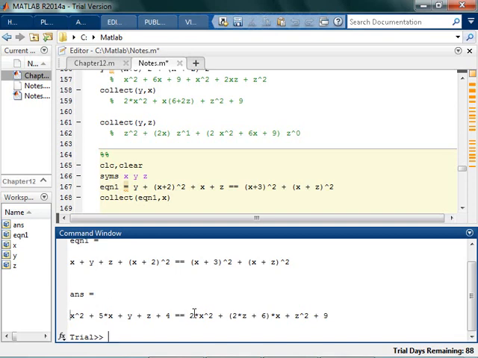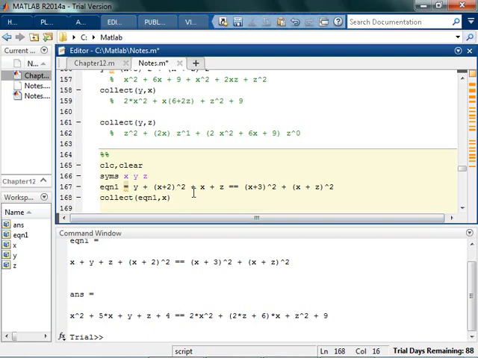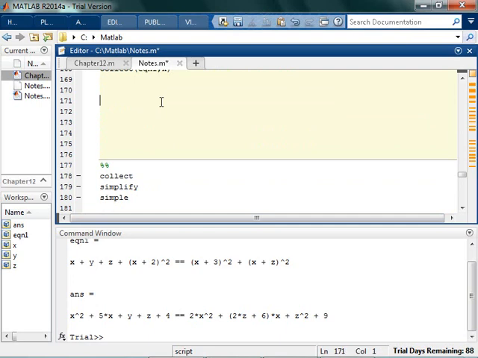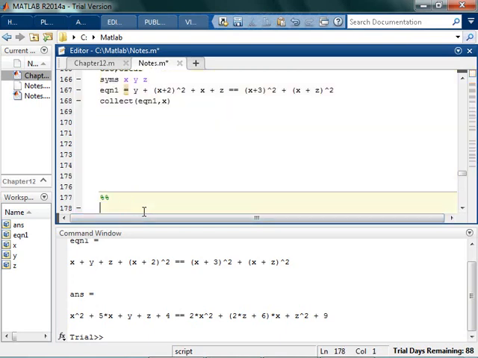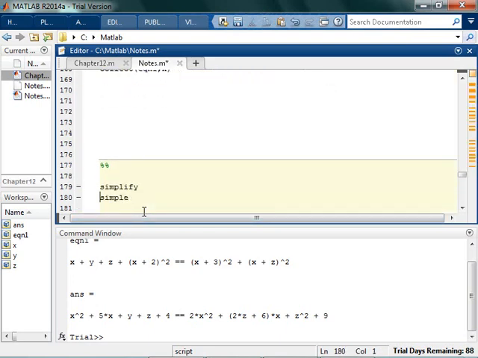Well, that doesn't work because, you know, math, but collect would be a way if you're going to try to equate coefficients on two sides of an equation. I totally see how that would be useful. All right, so we did that. Simplify we've already kind of talked about.